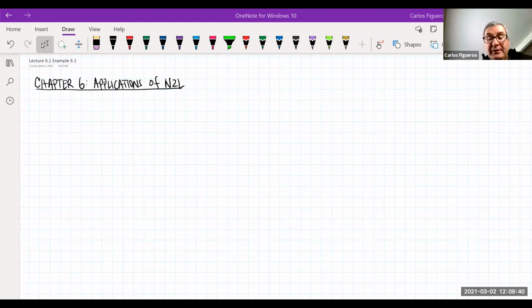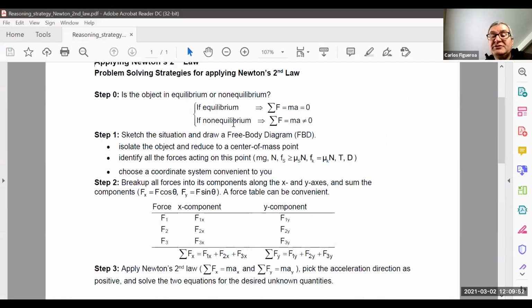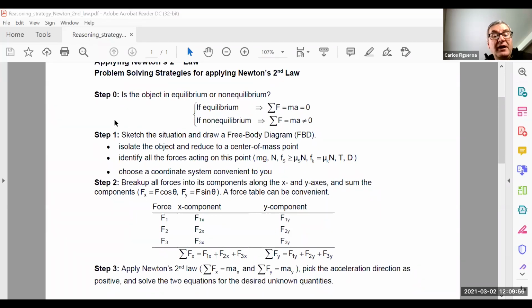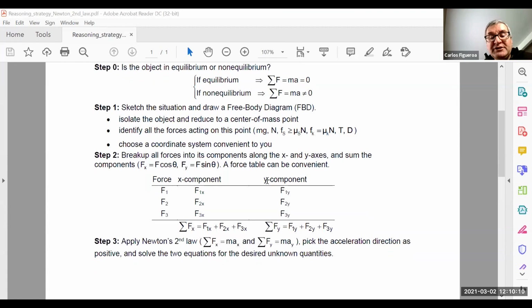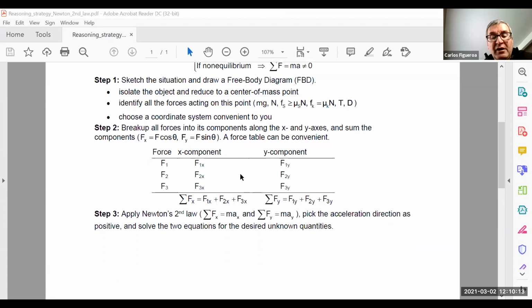Okay, so what I want to do here is, what am I going to apply here? What I'm going to apply is this thing right here. These are my strategies. I'm going to always look to see whether the object is accelerated or not. Once I figure that out, then it's telling me how to draw my free body diagram. Once I got my free body diagram, I break the forces along the components like I talked about.